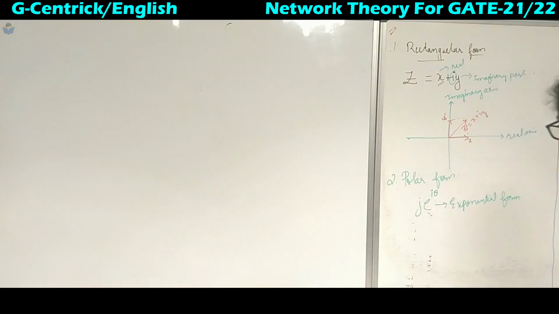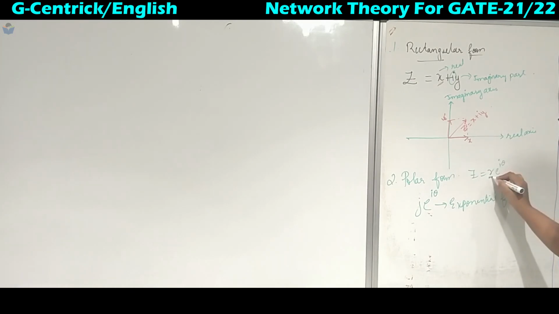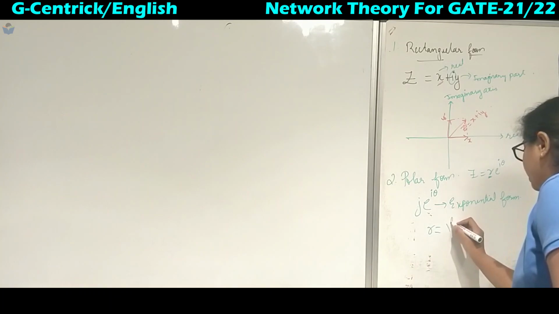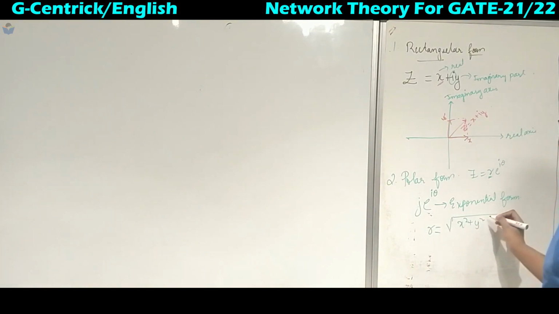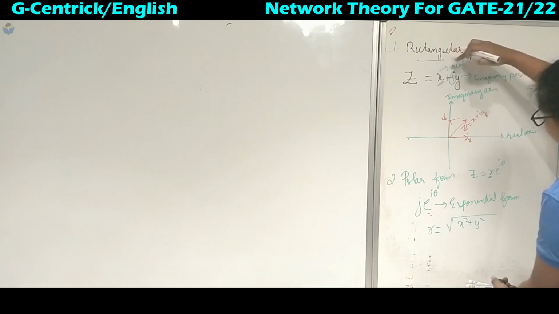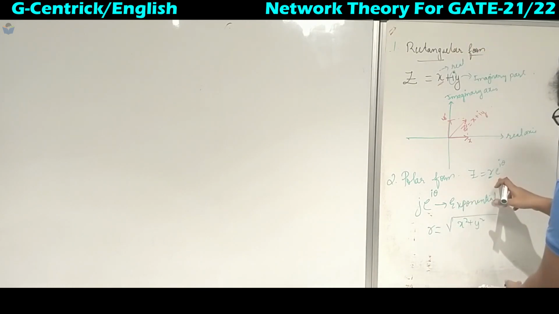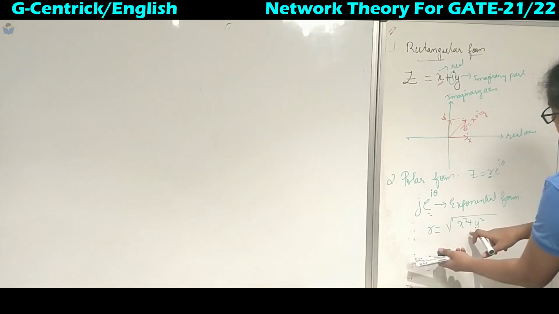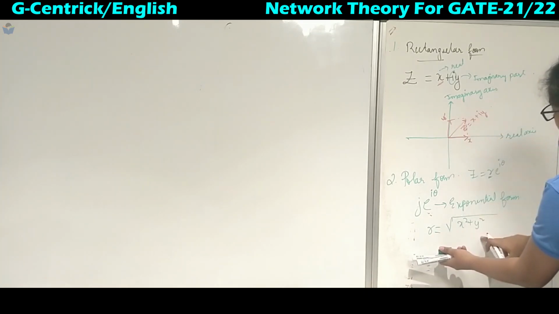Now if we have to write it in the polar form, both are the same, but we will represent it with r. If we have to calculate the value of r, we will take x square plus y square. In the Cartesian form we have x and y, so for getting it into the polar form, r is equal to the square root of x square plus y square.